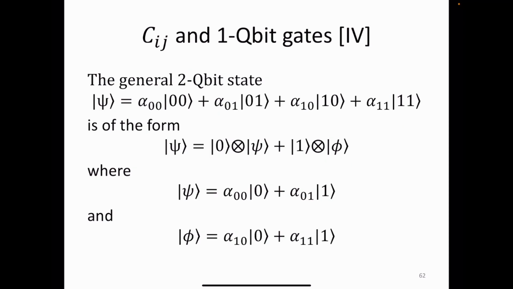The general 2-qubit state we see here, we saw that quite some times before already, is given by psi with the 4 probability amplitudes that we already know of, and is of the form 0 for the first one plus 1 tensor product phi for the second one. And remember, the 0 state is where we have the first qubit being 0, and the 1 state here is where we have the first qubit being 1.